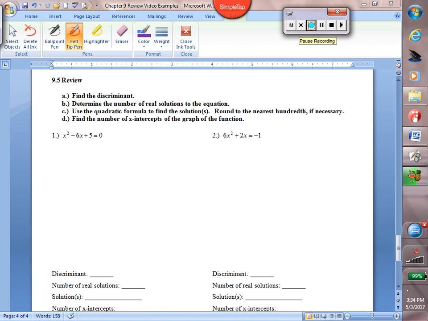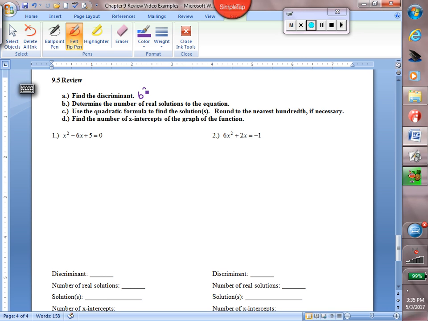In section 9.5, we use the quadratic formula to solve our quadratic equations. The first piece we talked about was the discriminant. The discriminant was b squared minus 4 times a times c. We used that to help us determine the number of real solutions we had to the equation.